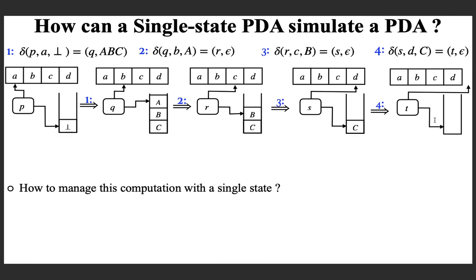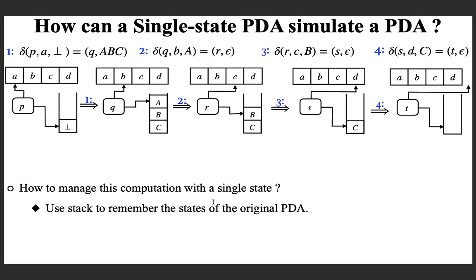Now the question is, how to manage this computation with a single state PDA? Now you have P, Q, R and S, 4 states. How can you manage this with a single state? The only tool that you have is a stack. So what you do is, you try to remember all the other states and these transitions in the stack of the required PDA with a single state.